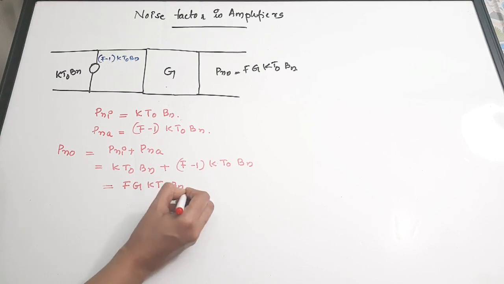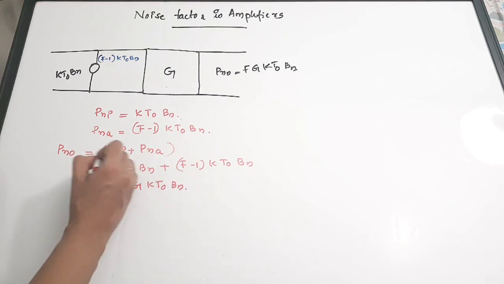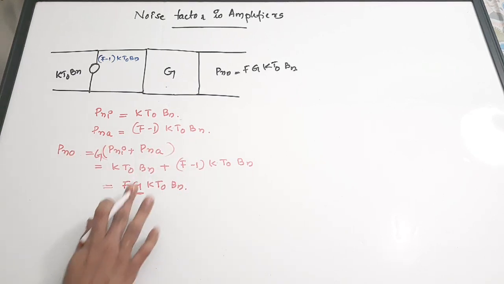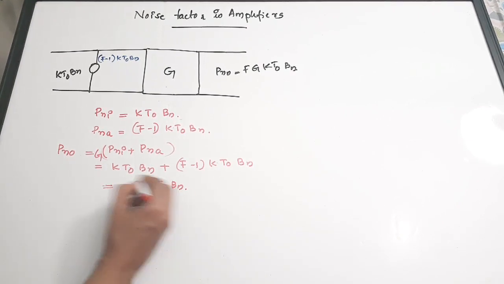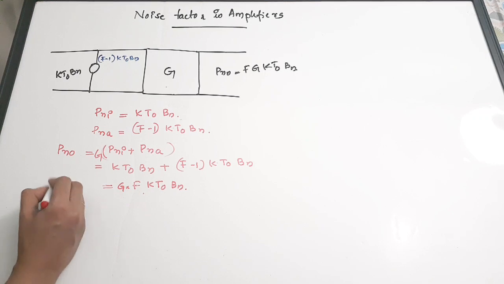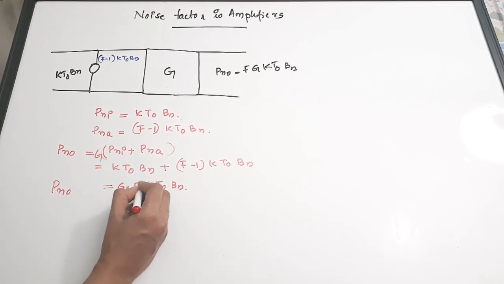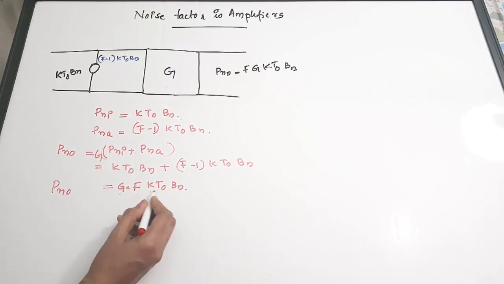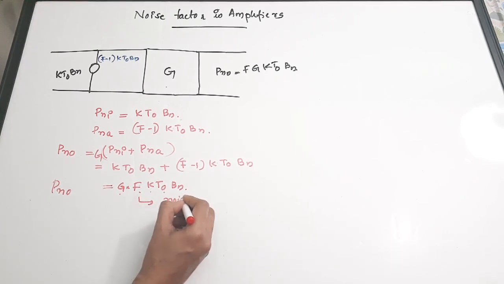Okay, since it is at the output side, you have to take into account the gain. So there will be a G term also. So this will be the total noise, times G also. So the PNO, that is the output noise at the output side of the amplifier, will be gain times F KT0BN, where F is the noise factor.